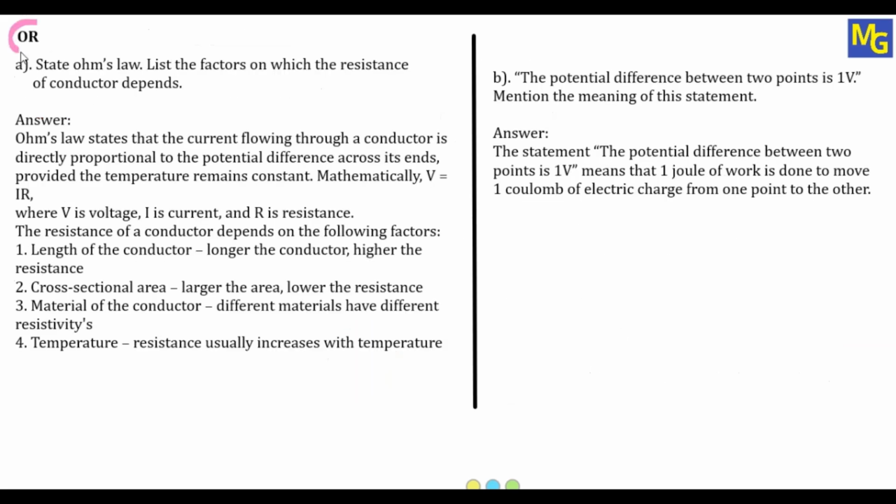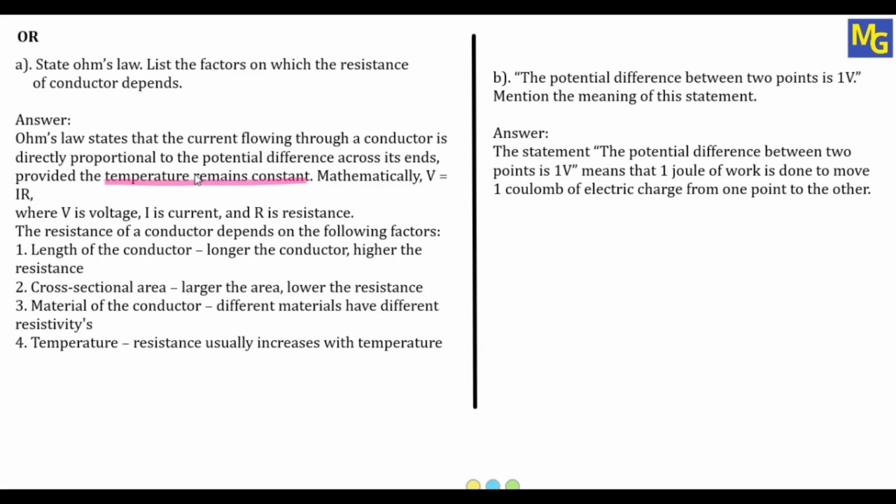So now we are going to start to solve our question again, which has A and B options. First we will see the A option. State Ohm's law. List the factors on which the resistance of a conductor depends. So what is Ohm's law? It states that the current flowing through a conductor is directly proportional to the potential difference across its ends, provided the temperature remains constant.